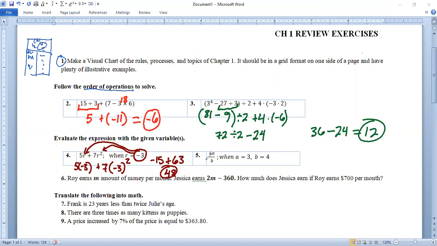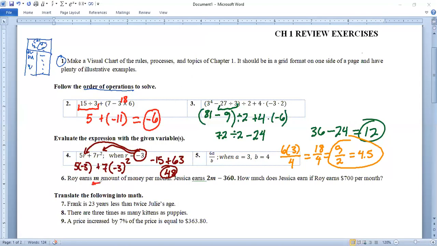Now let's do number 5, 6a over b. So that's 6 times a, which is 3, over b, which is 4. So that is 6 times 3 is 18 over 4. That's a fraction that can reduce into 9 halves, or it could be 4.5 if we turned it into a decimal. All righty, number 6.